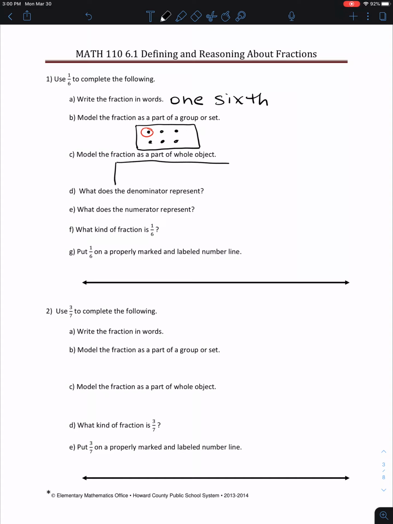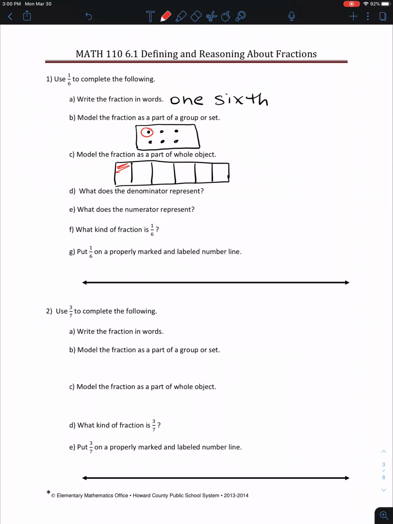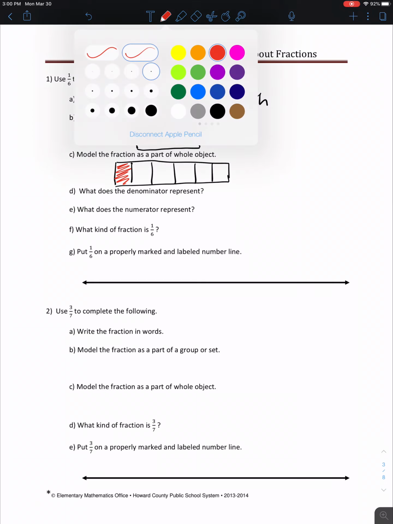So when they say model it as part of a whole object, in that case we're going to use the rectangle model like we did on the first page. So we first want to divide this up into 6 equal units, so we need 5 lines: 1, 2, 3, 4, 5. And again, we're interested in just shading one of them. So if I shade one of those in, that would represent 1 out of 6.